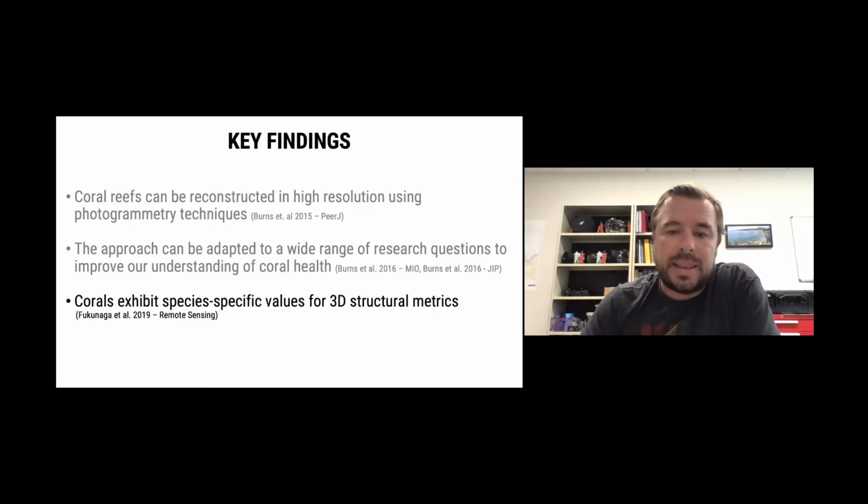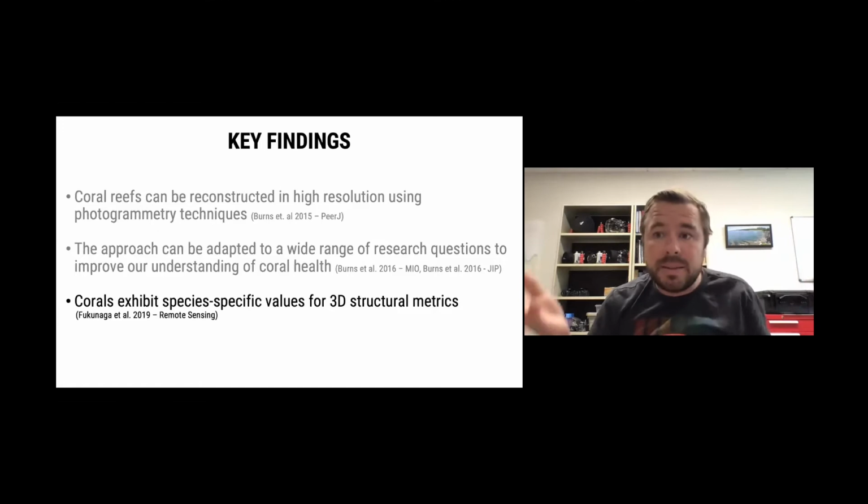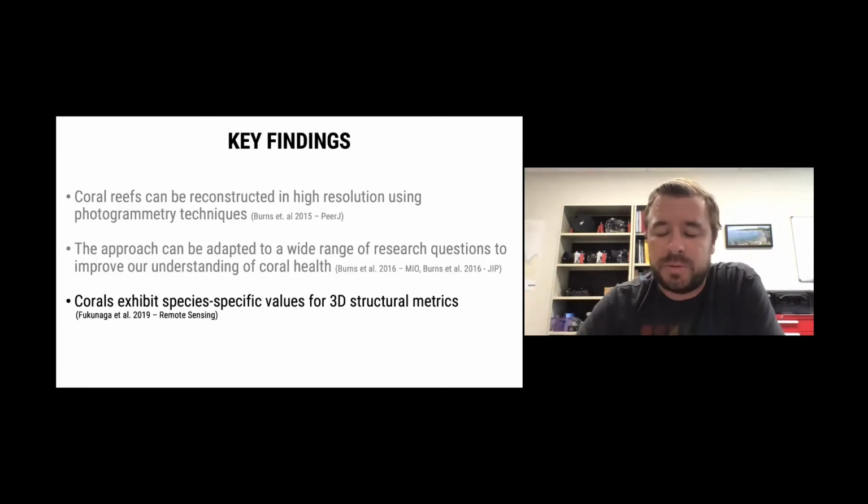Importantly, we see that there are species-specific values. And why I highlight this is because it tells us that not all corals are providing the same structure, which means they're going to have varying levels of importance depending on what you're interested in that ecosystem. So some may provide a specific type of habitat while others provide something else. Knowing that can help us prioritize which ones we need to be concerned about given how they influence other reef organisms.